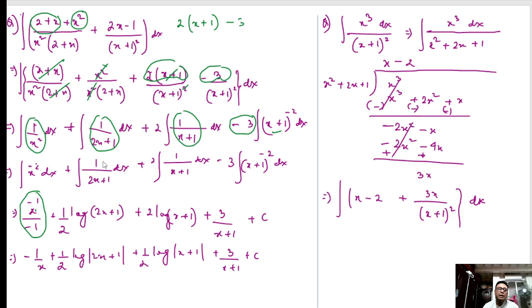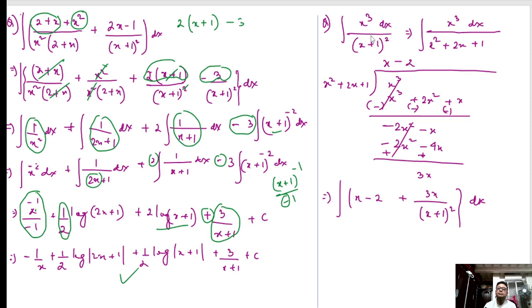This is log 2x plus 1, and because there is a 2 with x, so it becomes half. This becomes 2 log x plus 1, and this becomes plus 3 by x plus 1. Okay, the power increases by 1, so it becomes x plus 1 minus 1 by the power. Okay, so minus and minus will become plus 3 by x plus 1, and now that is the answer. Clear?